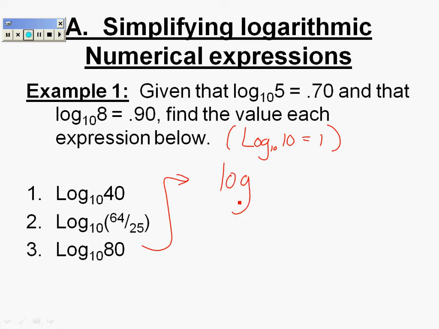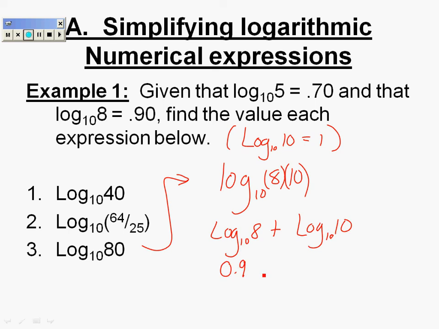So here's how I would rewrite this one. Log base 10 of 8 times 10, right? Because I know what 8 is and I know what the log of 10 is. So, here we go. Log base 10 of 8, and this is going to become addition because it's multiplying, plus log base 10 of 10. Now, what is log base 10 of 8? 0.9. And what is log base 10 of 10? 1. So what's 0.90 plus 1? It's 1.9. So be aware that you can actually use 3 numbers. You could use the log of one number, the log of another number, and you can use the base.